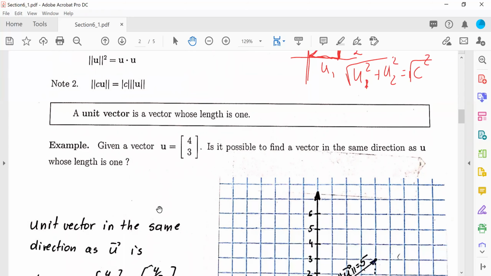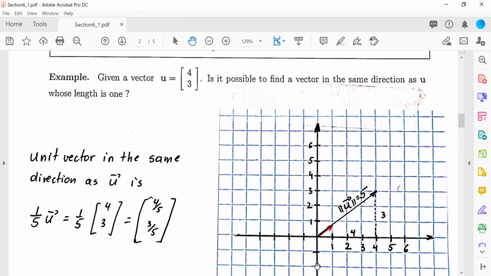whose length is 1? So if we plot this vector on a coordinate system, this vector has coordinates (4, 3). We start at 0, go 4 across and 3 up, so this is my vector u. And using the Pythagorean theorem, I can see that the length is the square root of 4 squared plus 3 squared, which is 16 plus 9, which is 25. So if I take the square root, the length of that vector is 5.